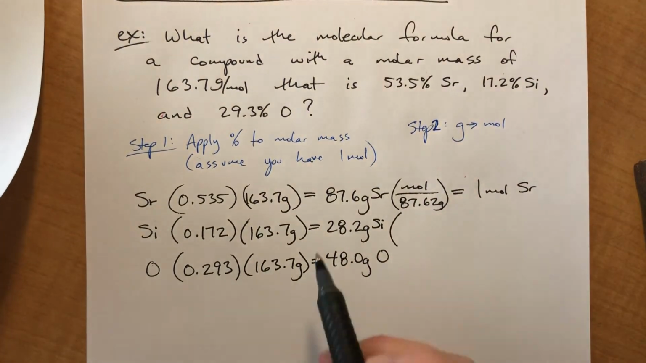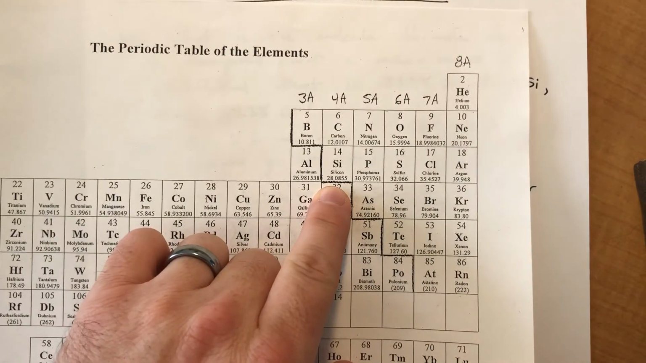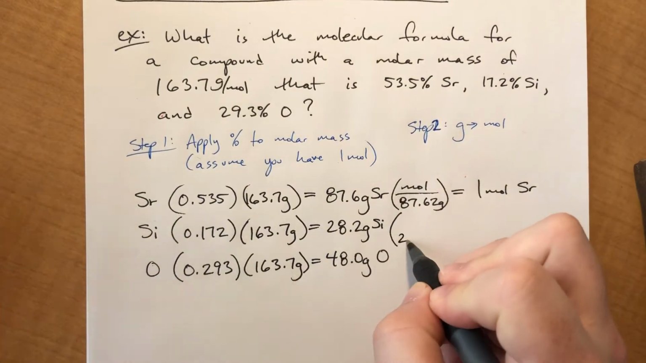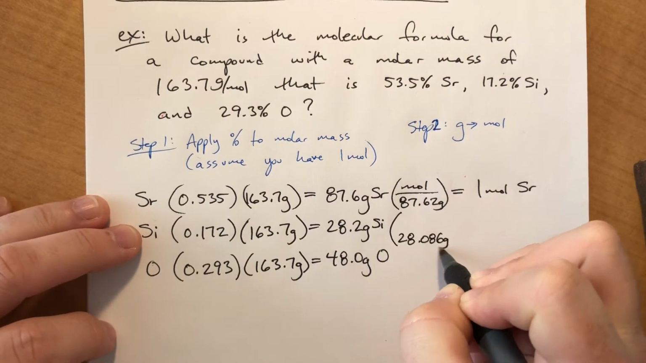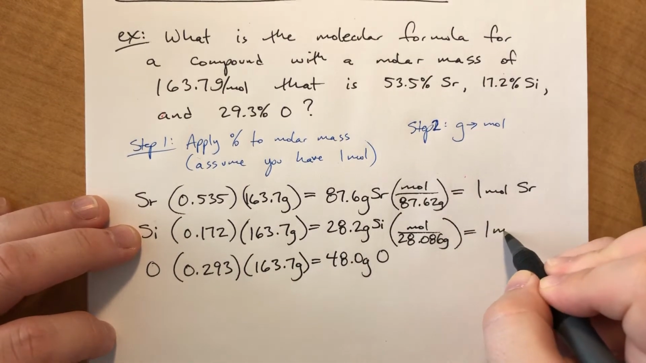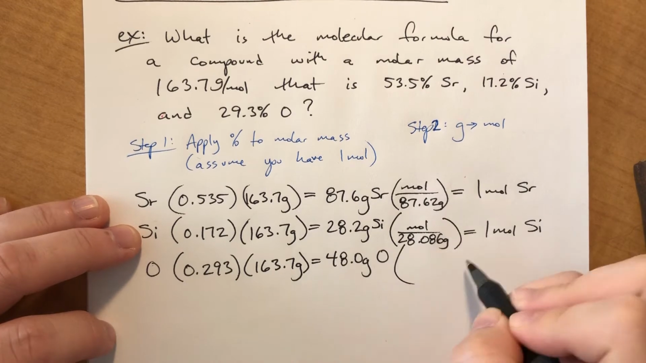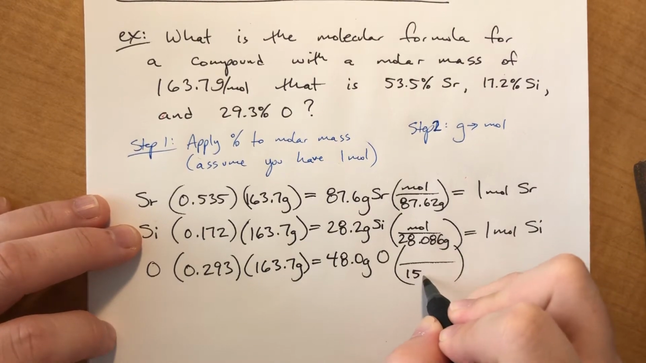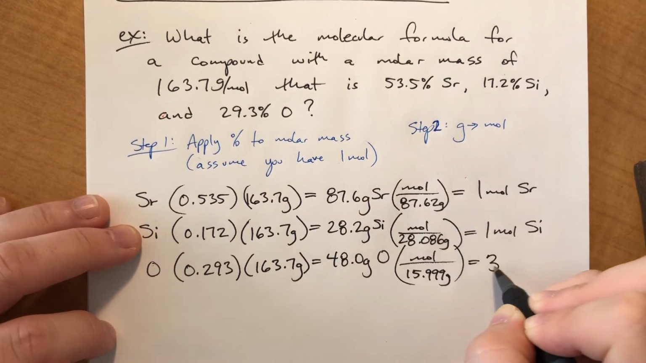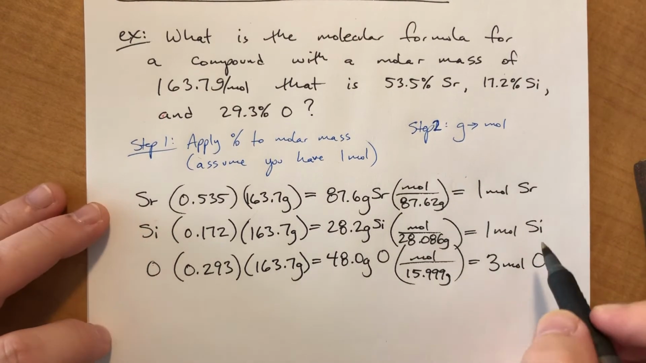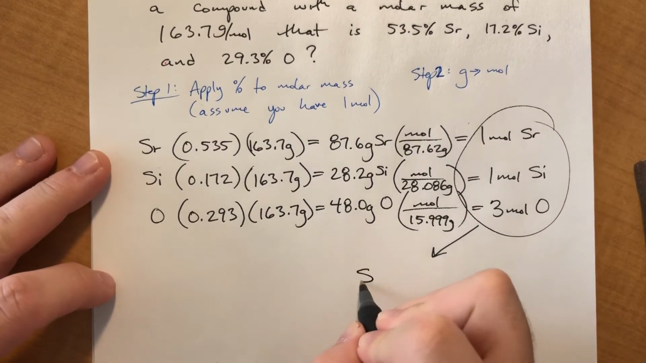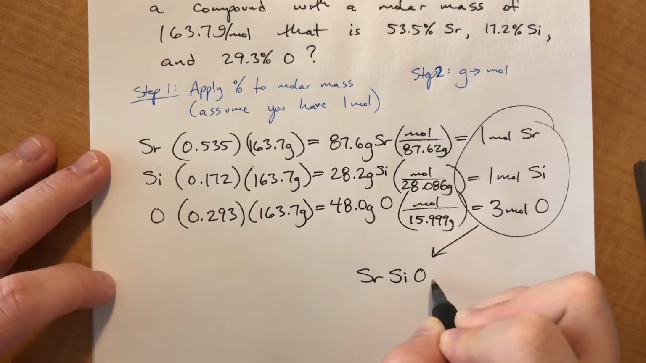Now, for silicon, we're taking 28.2 divided by 28.086. Again, it's going to come out to about 1. We're looking for nice whole numbers here. For oxygen, we're dividing by 15.999, that's the value on the periodic table, and this is going to come out to 3. This is our formula. So the answer is strontium with a silicon and 3 oxygens.